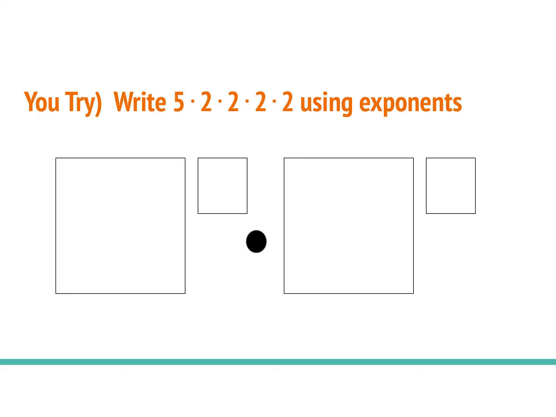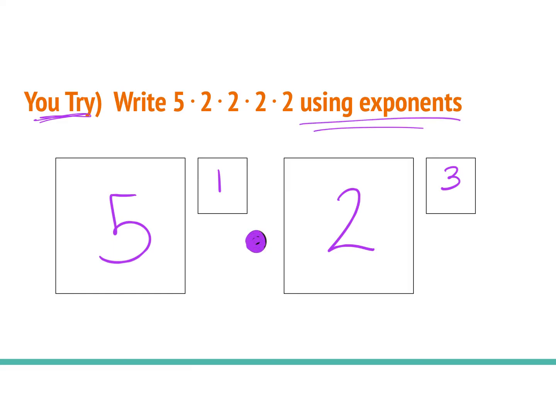Now we're going to write this as an exponent. This is a you try, so go ahead and pause it and see if you can figure out what goes in these boxes. You should have gotten 5 to the first power times, don't forget this multiplication symbol, 2 to the third. We want everything using an exponent, so this 5 to the first power, you do need to write.